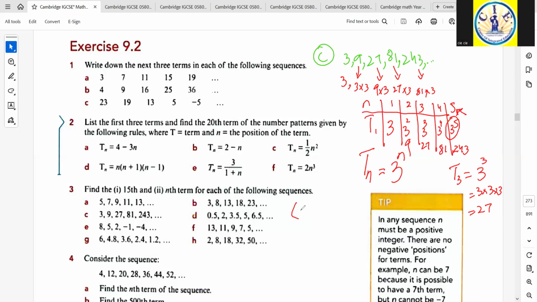So in the same pattern, the first part would be to calculate T15, and that will be 3 raised to the power 15. Using the calculator, that will give us 14348907. So that is its 15th term. So this is how this part has to be done.